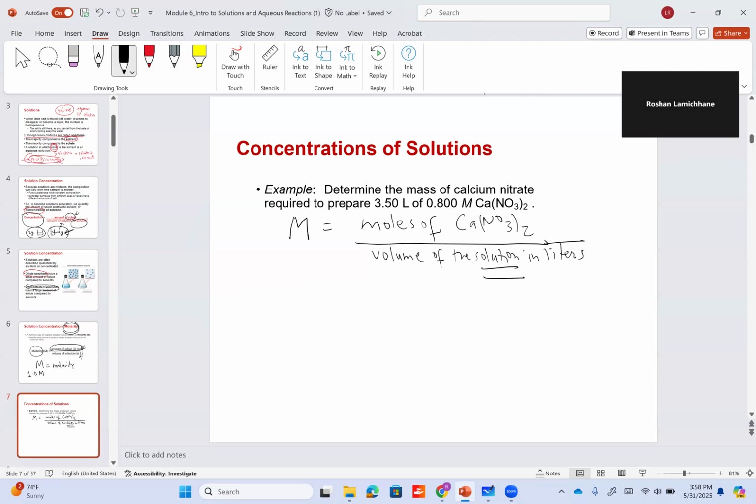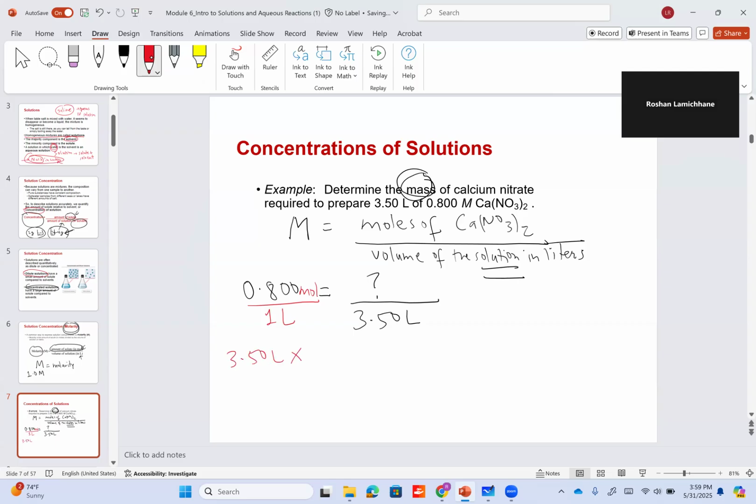Let's write down the value: 0.800 molar equals moles of calcium nitrate, which is my question mark because I'm trying to figure out the mass. My goal is to find the moles of calcium nitrate, since we are all comfortable going from moles to mass by now, divided by volume of solution in liters. The good thing is they've already given my volume in liters. I multiply both sides by 3.50 liters. Just to make sure you're comfortable with the units, keep in mind that the unit for molarity is moles over 1 liter. Now, if I multiply both sides by 3.50 liters, watch what happens.